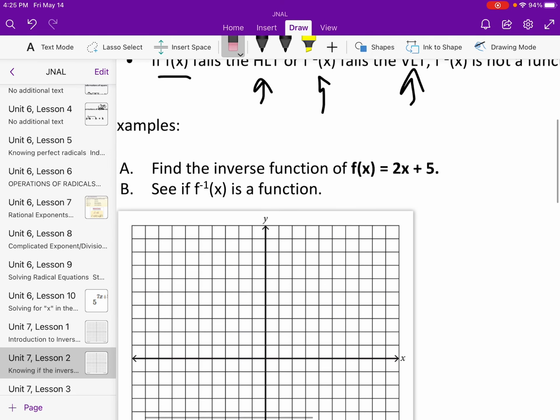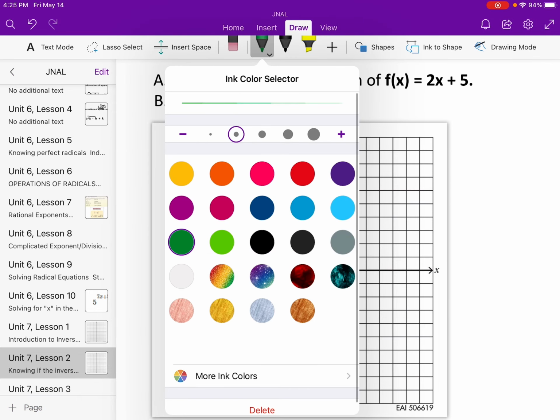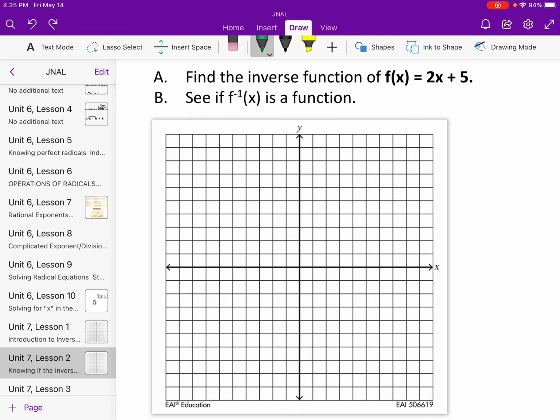Okay, so we have this one, f of x. Let's graph that, and then we'll see if the other thing is a function. So it's a line, which means we can just use our y equals mx plus b rule. We know the y-intercept is 5. The slope is 2, so up 2 over 1. Then you have your line.